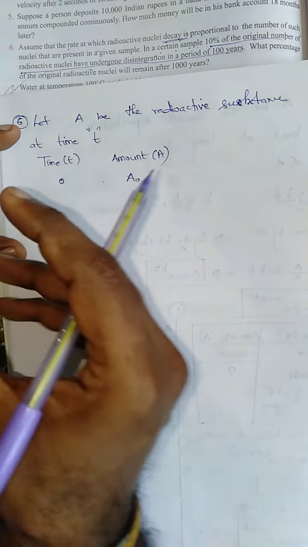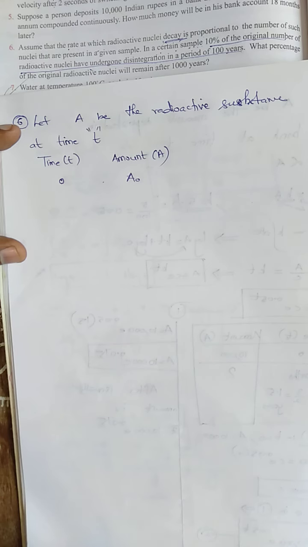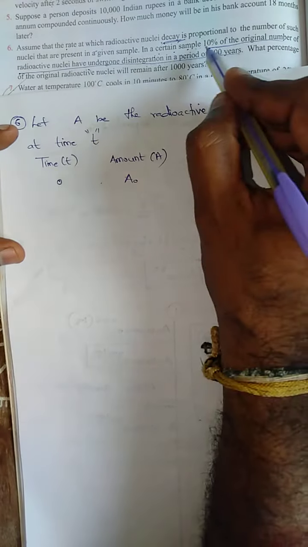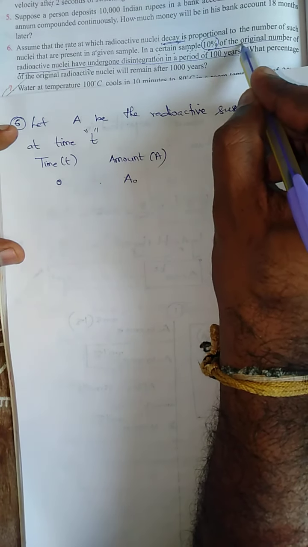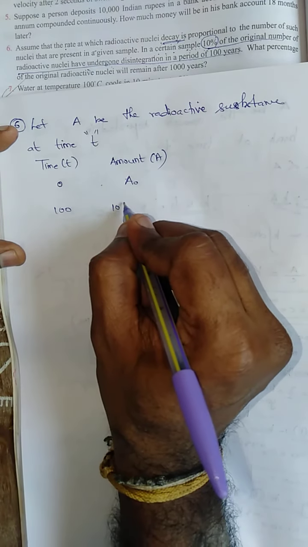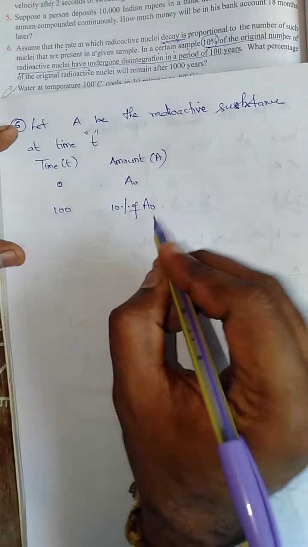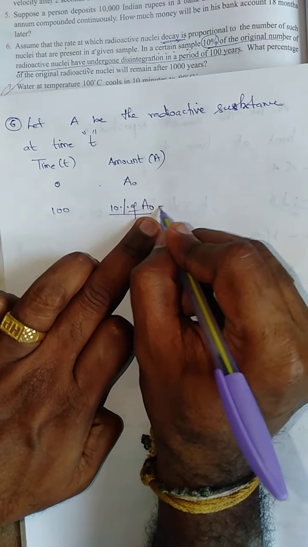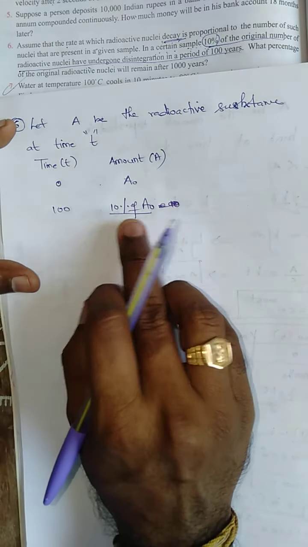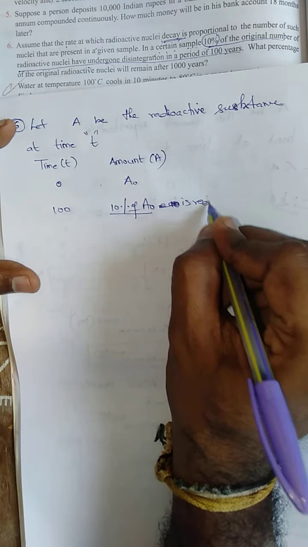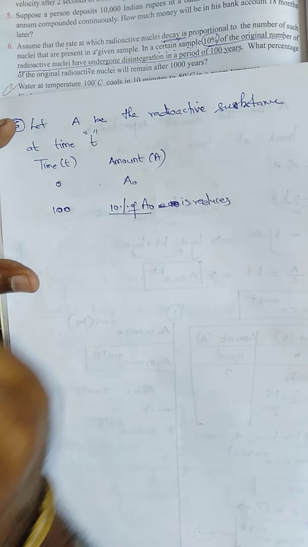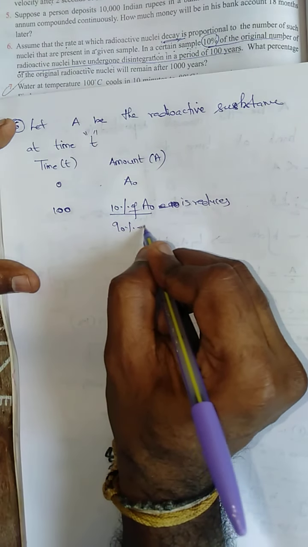So first, if I want to make a decay, I need to have some amount present initially. This initial amount, A0, is the initial amount of radioactive substance present. See, in a certain sample, 10% of the original number of radioactive nuclei undergo disintegration after 100 years. 10% of A0 is reduced. If 10% of A0 is reduced after 100 years, how much of A0 is present? 90% of A0 is present.